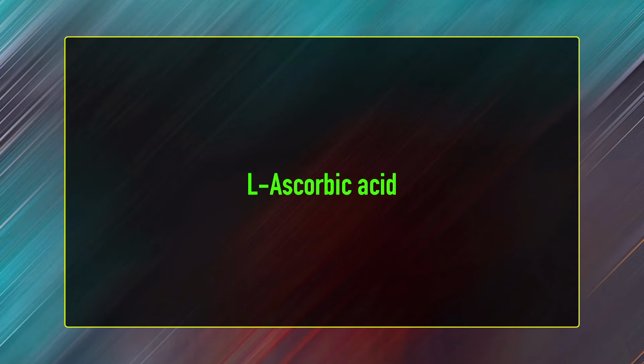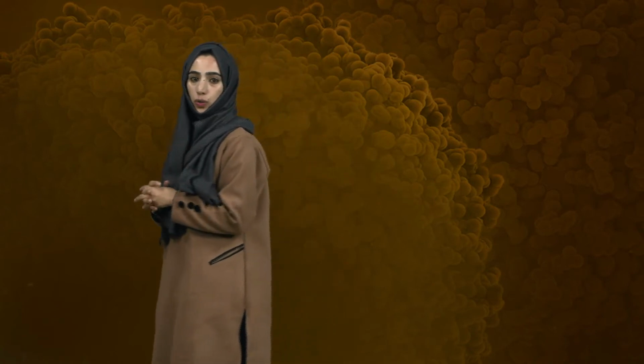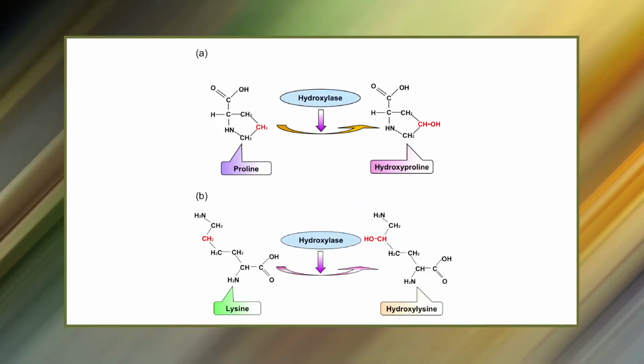Next is L-ascorbic acid. L-ascorbic acid is a coenzyme belonging to the class of monooxygenases and dioxygenases. Most mammals, except higher primates including man, synthesize L-ascorbic acid from glucose for the hydroxylation of proline and lysine during the synthesis of collagen.